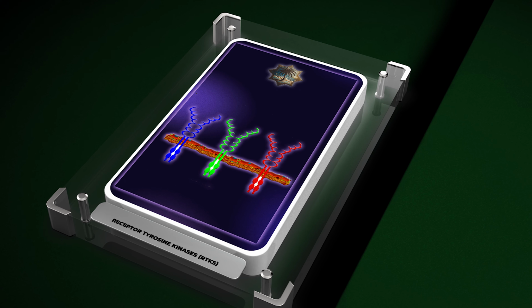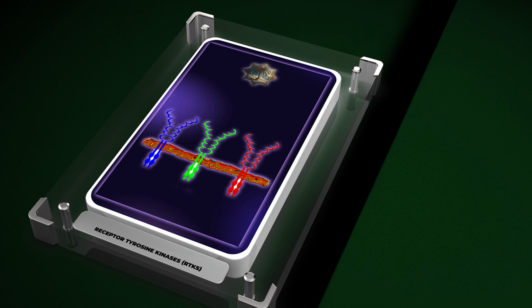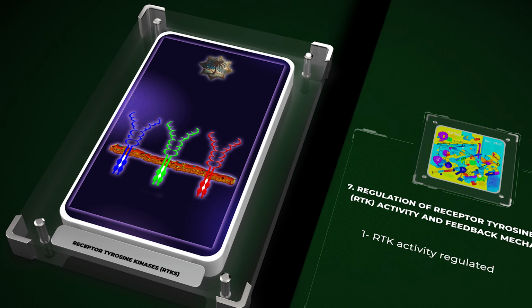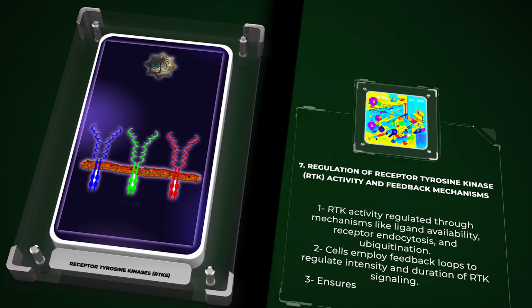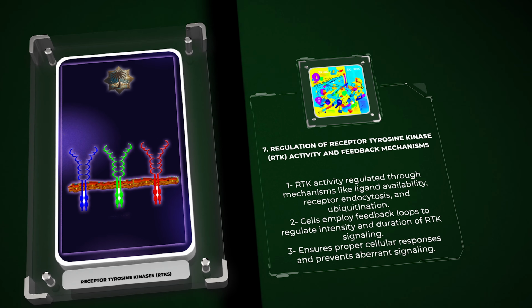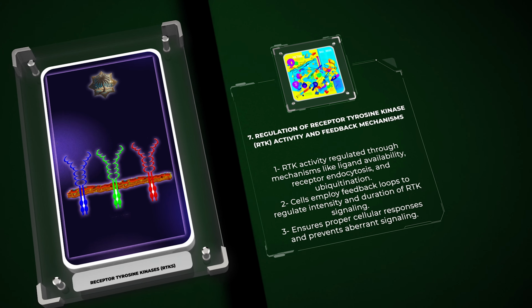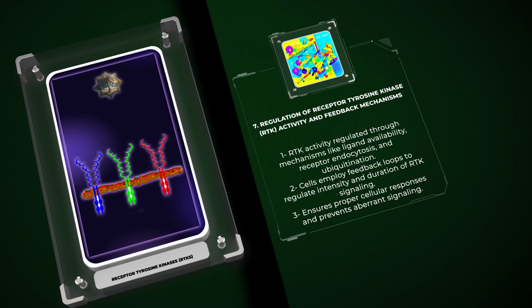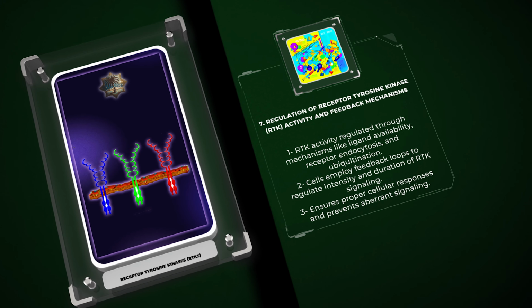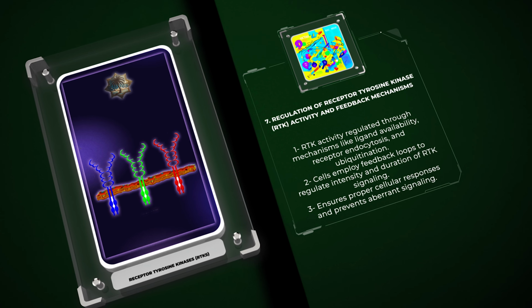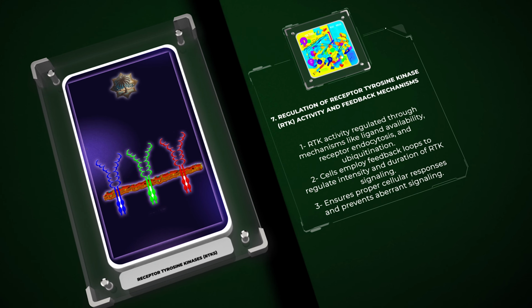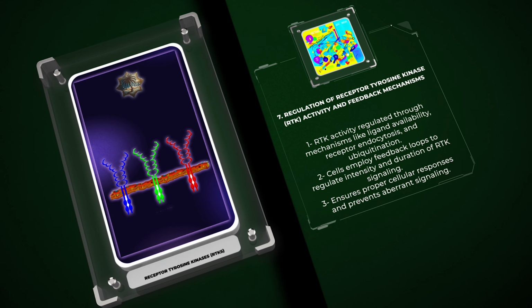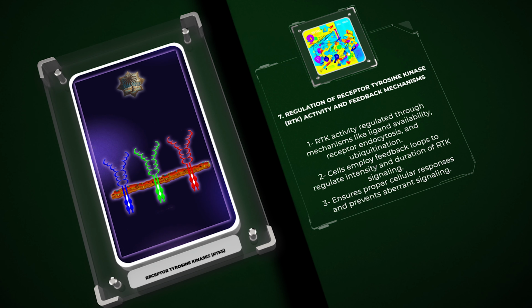Next, let's explore the intriguing mechanisms that regulate receptor tyrosine kinase, RTK, activity and the feedback mechanisms involved. To maintain cellular homeostasis, RTK signaling is finely regulated through several mechanisms, including ligand availability, receptor endocytosis, ubiquitination and degradation, and phosphatase-mediated dephosphorylation. Additionally, cells employ feedback loops to modulate the intensity and duration of RTK signaling, ensuring proper cellular responses and preventing aberrant signaling.